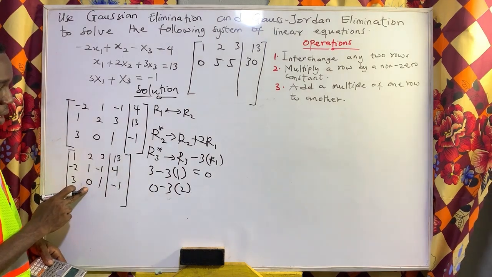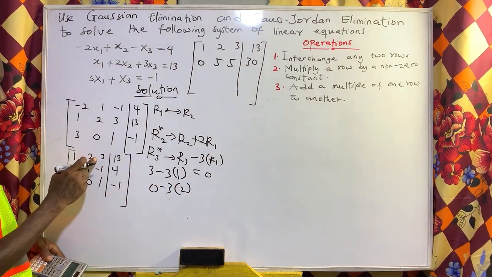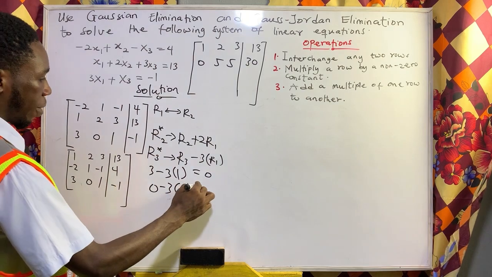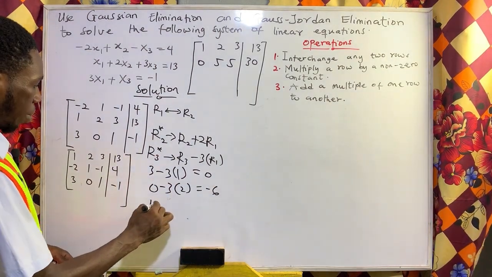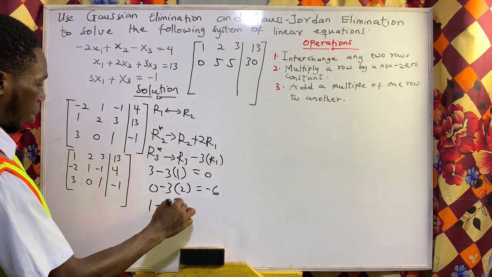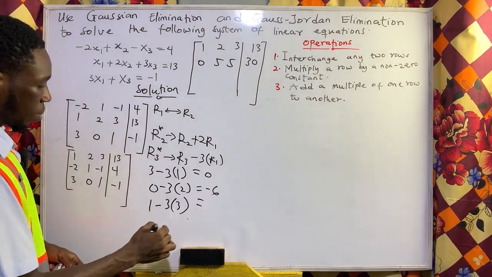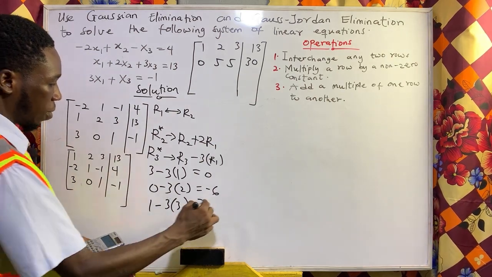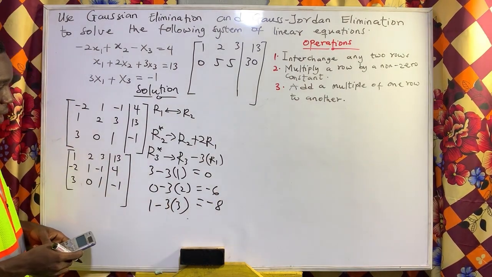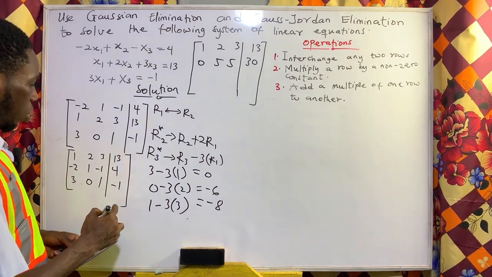This 0 here minus 3 times this 2 here. So this will give us a value of minus 6, right? The next value was 1 minus 3 times 3, right? Which is what? 1 minus 3 times 3 gives us a value of minus 8, right? Okay.